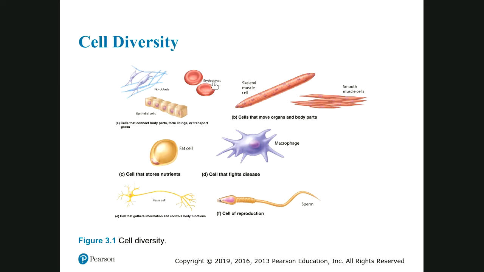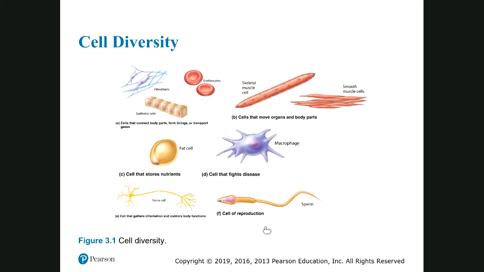You have cells that move organs and body parts, that will be our skeletal muscle cells or our smooth muscle cells. You have cells that store nutrients, that will be our adipose, known as our fat cells. You have cells that fight disease, which will be our macrophages and carry out the function of phagocytosis. You have cells that gather information and control body functions, that will be our nerve cells.